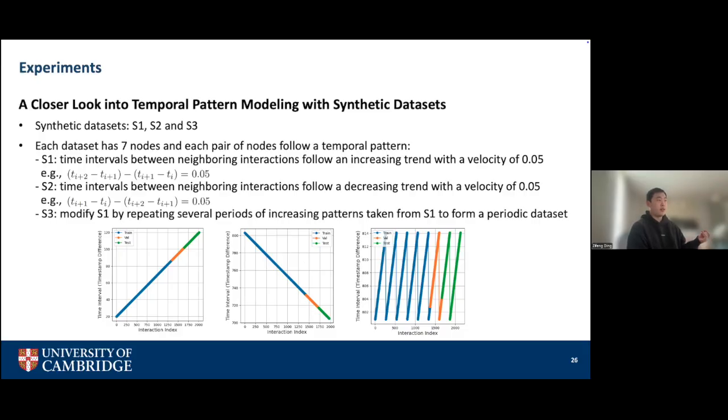For example, in S1, the time intervals between neighboring interactions follow an increasing trend with a velocity of 0.05. And for S2, it is with the same velocity, but now the intervals are following a decreasing trend. And for S3, we try to modify S1 by repeating several periods of increasing patterns taken from S1 to form a periodic dataset. And here, these three figures are just showing the time intervals through time of the 3 datasets.